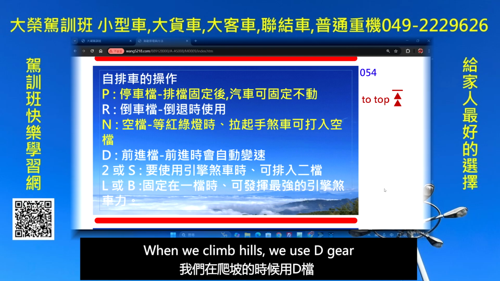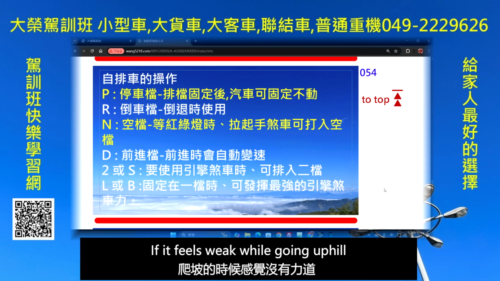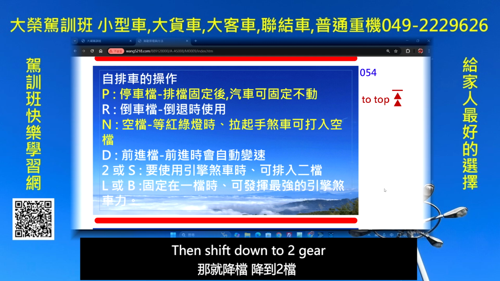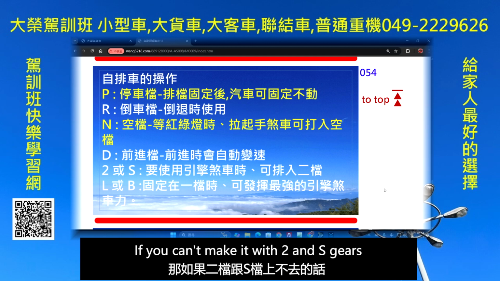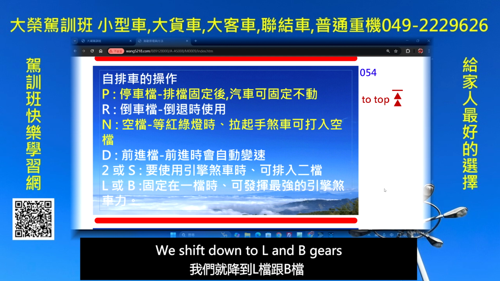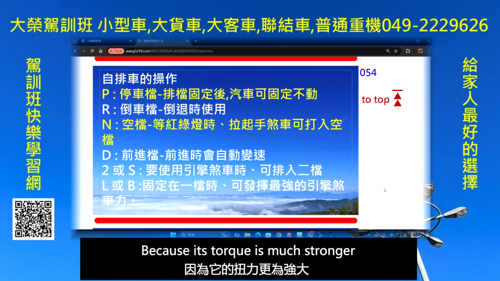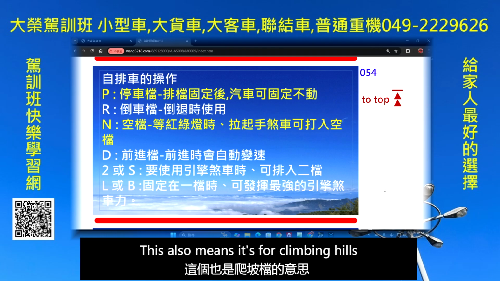When we climb hills, we use D gear. If it feels weak while going uphill, then shift down to 2 gear. Use S gear to climb. If you can't make it with 2 and S gears, we shift down to L and B gears because their torque is much stronger. This also means it's for climbing hills.